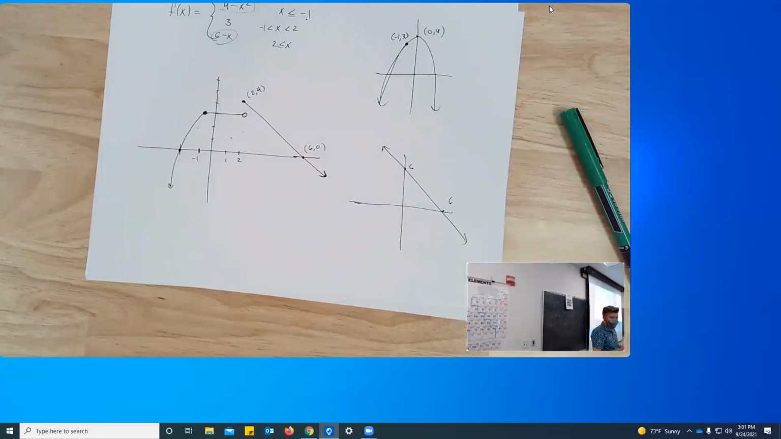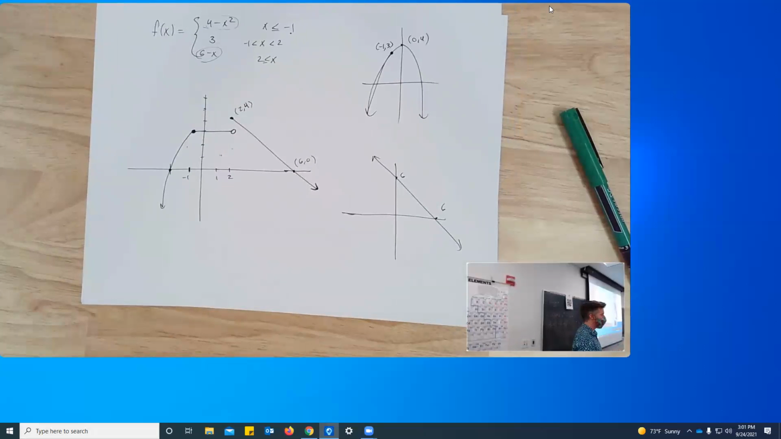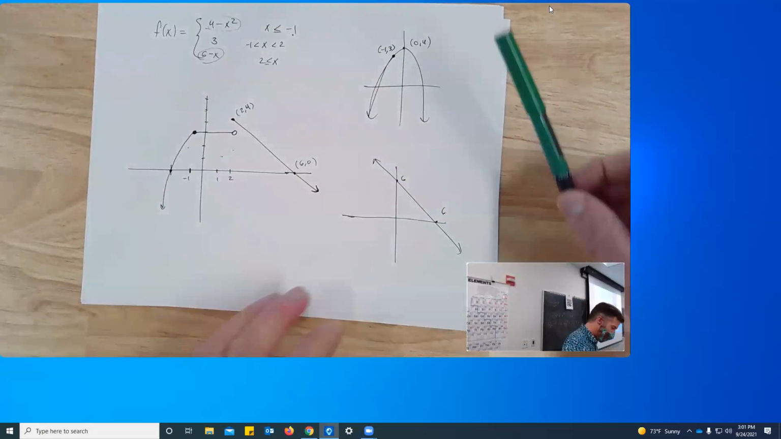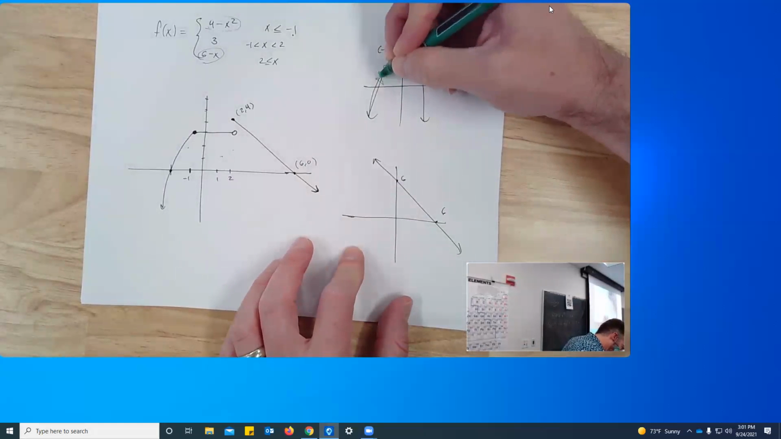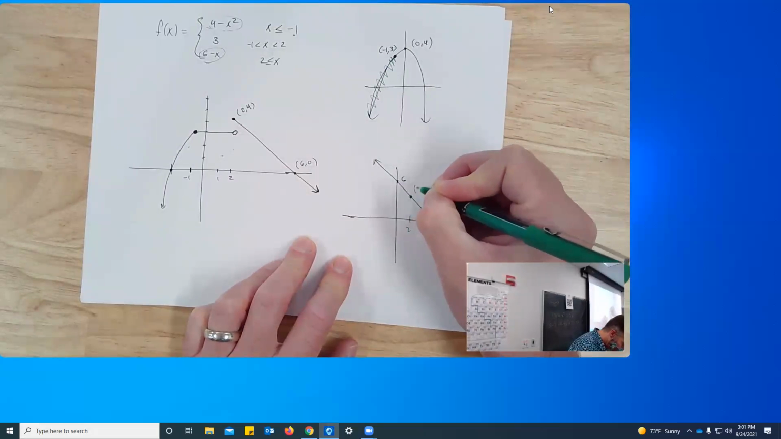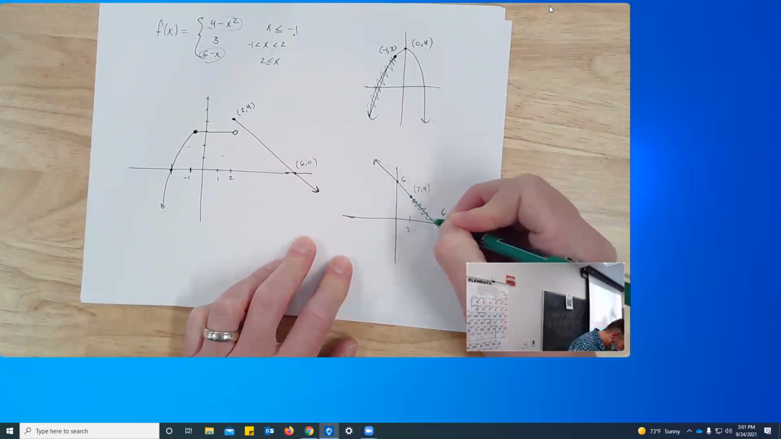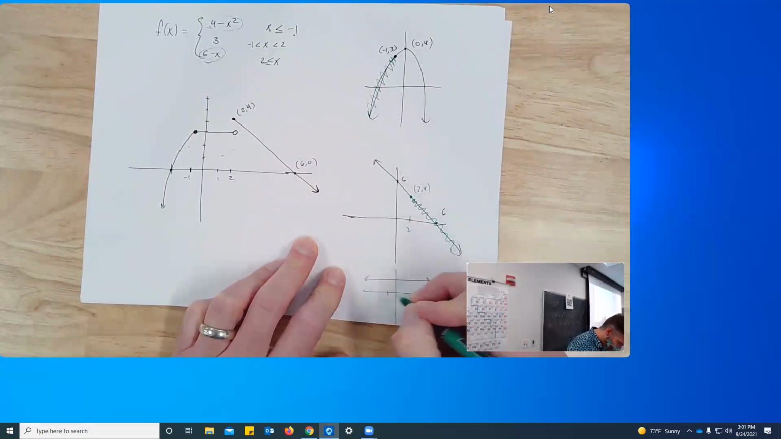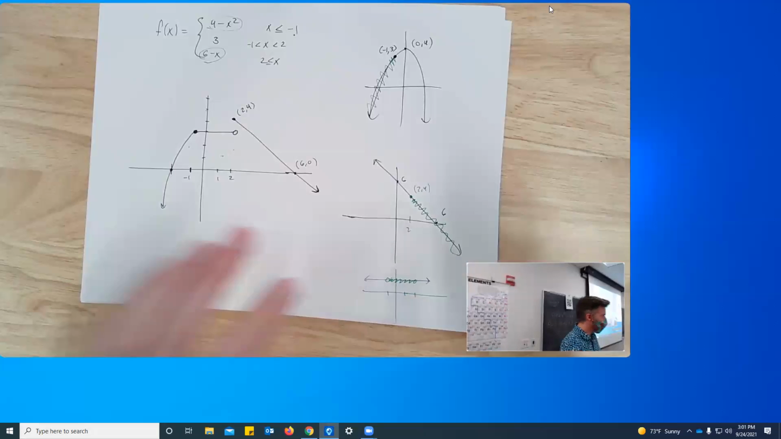Hopefully that's helpful. Graphing piecewise functions can be a little bit of a pain. If you need to, you can totally graph all of the pieces separately and then be like, okay, I need this piece here, and I need this piece here, and for y equals 3, I need this piece here. And then you can put them all on one graph.